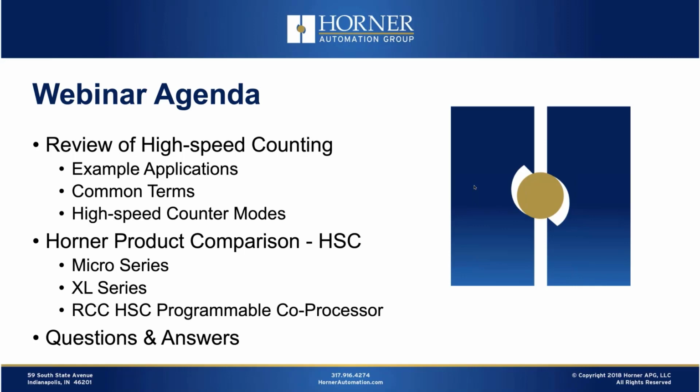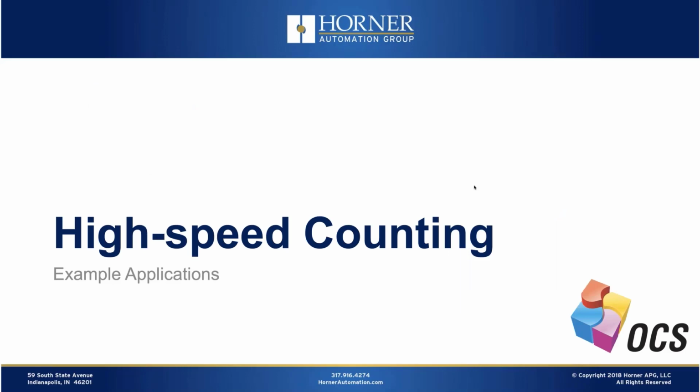There are lots of different modes because high-speed counting means different things for different applications. So we're going to cover the different modes that are supported by our products, what they mean. We'll have examples for most of them. And then at the end, we're going to do a comparison between the different Horner product lines and what the high-speed counting capabilities are from series to series. So that'll be what we cover just before the question and answer session at the end. All right, let's get started talking high-speed counting.